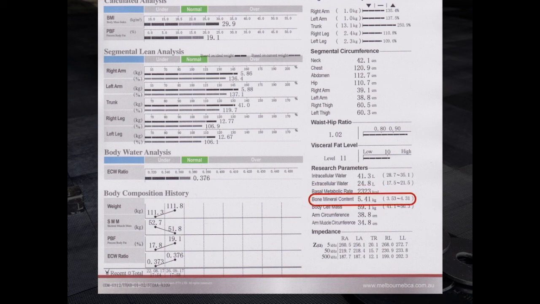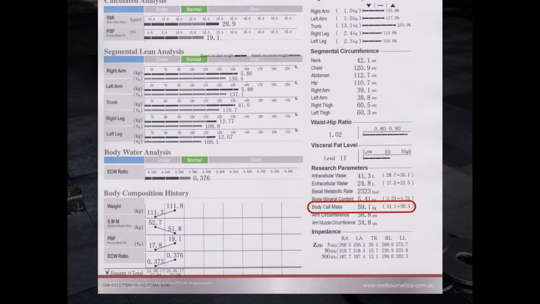Bone mineral content is the weight of the minerals inside your bones. So the more bone mineral that you have inside your bones, the denser that your bones will be, and the denser they are, the stronger they are likely to be. So compare your results to that normal range in brackets, and it is preferred to have your bone mineral content higher than that normal range indicated next to the results. So the best way to increase your bone mineral content is to increase your muscle mass. So including load-bearing exercises or weight training in your regular exercise routine is going to help strengthen your bones in time.